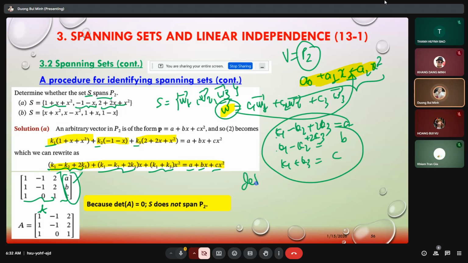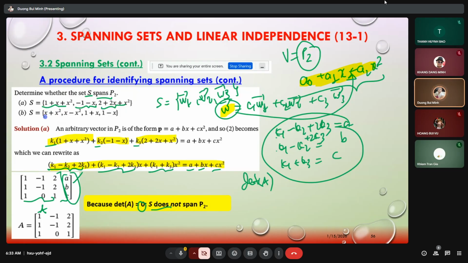I try to calculate the determinant of A. Do you know how to calculate the determinant? Yes, from Lecture 2. So the determinant of A is 0, that means no solution, no values of K1, K2, K3. So we say S doesn't span P2, or we say S is not a spanning set. Okay, just skip it. Do you understand? So this is the way to demonstrate whether any subset S is a spanning set or not.